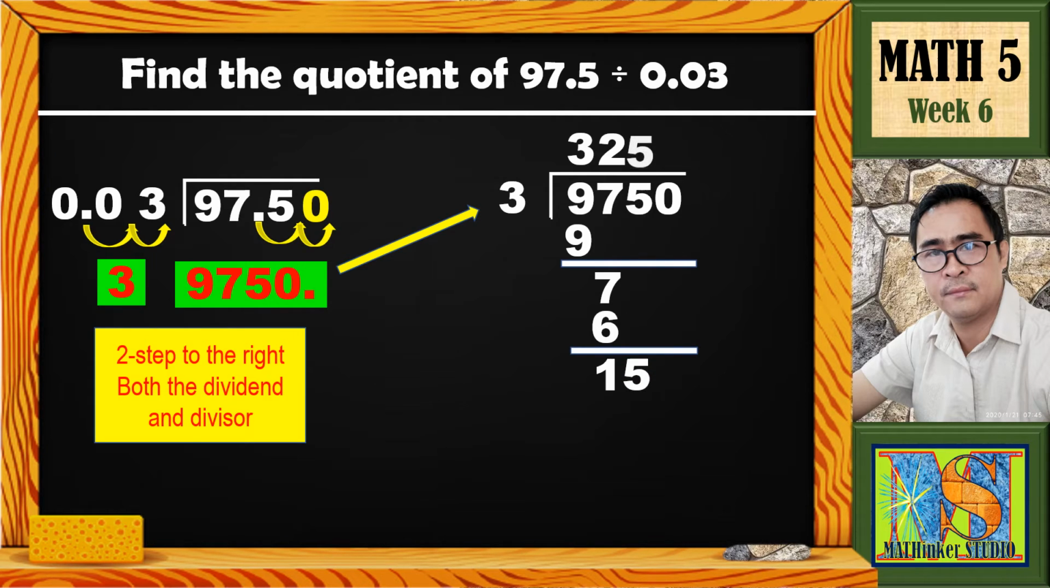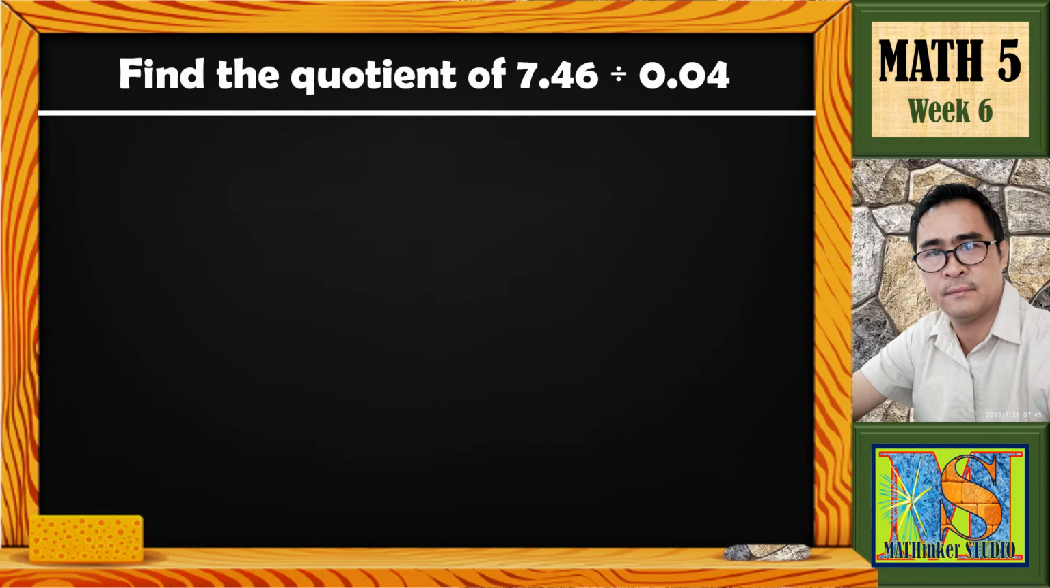15 divided by 3 is equal to 5. 5 times 3 is equal to 15. Then subtract 15 minus 15 is equal to 0. Then bring down 0. Dahil ibinaba natin ang 0, ilalagay ngayon natin doon sa taas. Okay? Decimal point.